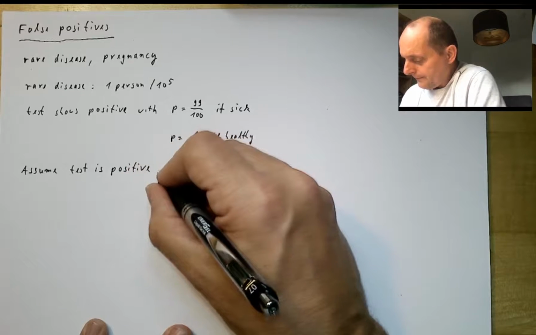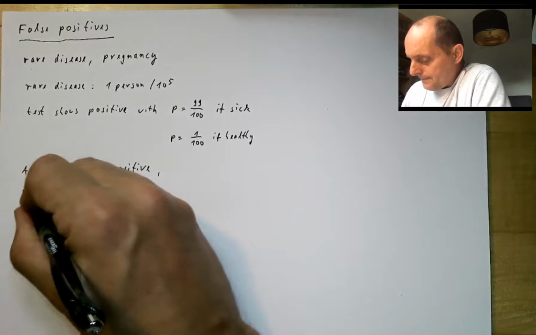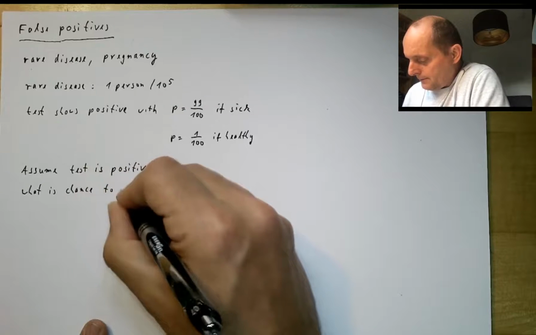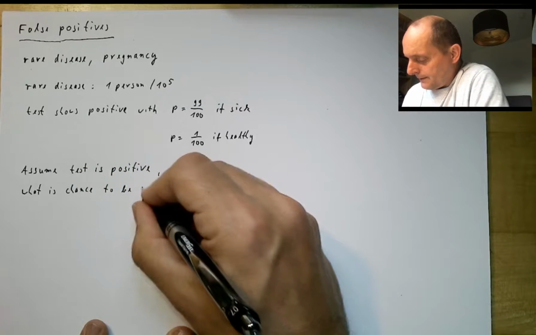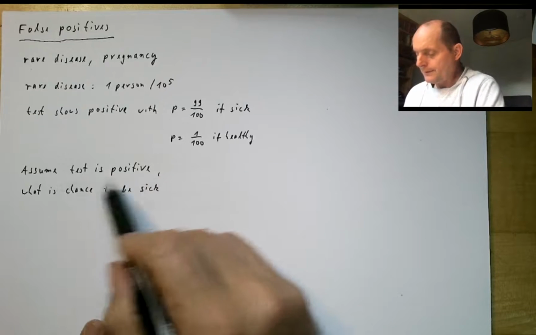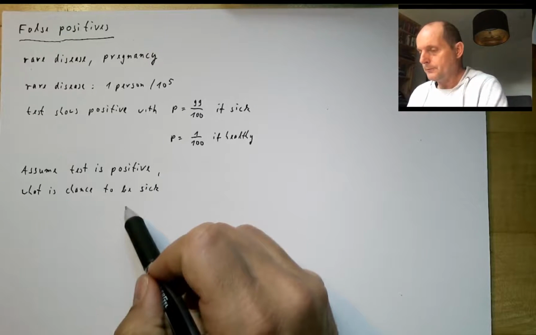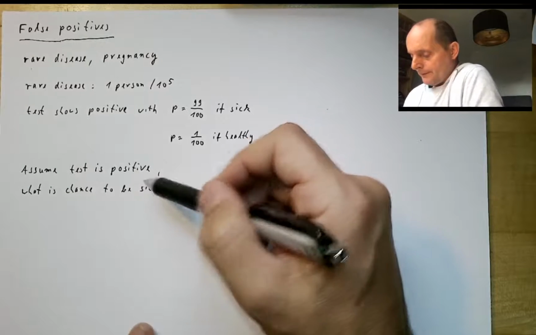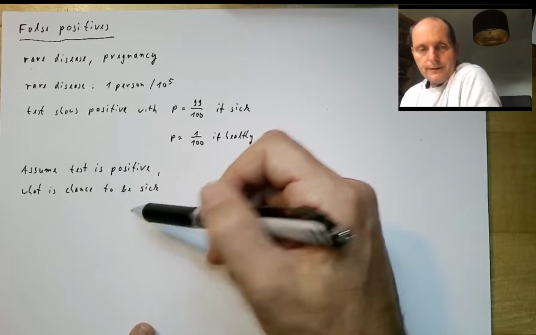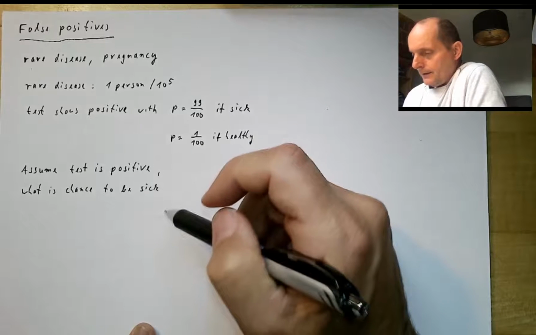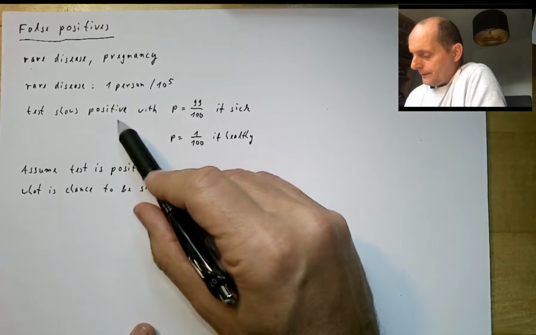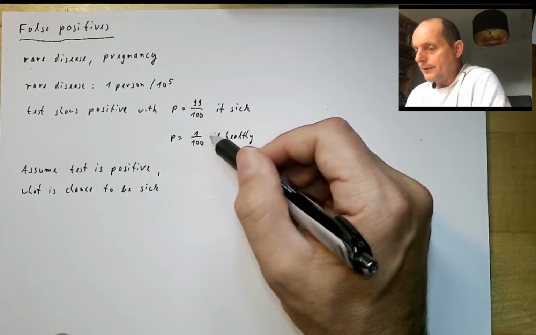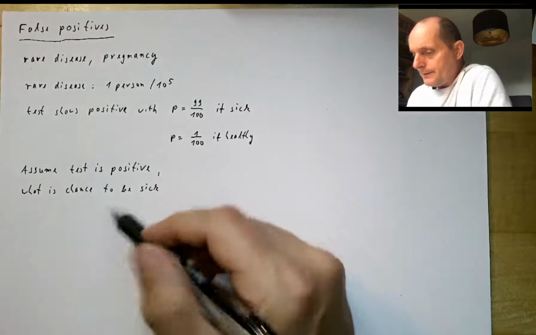Test is positive, what is the chance to be really sick? Or the pregnancy test is positive, what's the likelihood that the woman is really pregnant? And usually one would assume, okay, if the pregnancy test is positive, I should be very sure that I'm pregnant. Or the corona test is positive, then we should be very sure that the person is sick. But let's calculate this with the Bayes theorem.